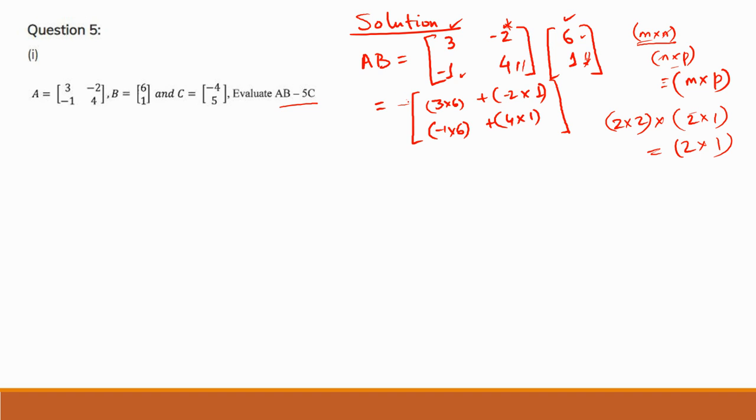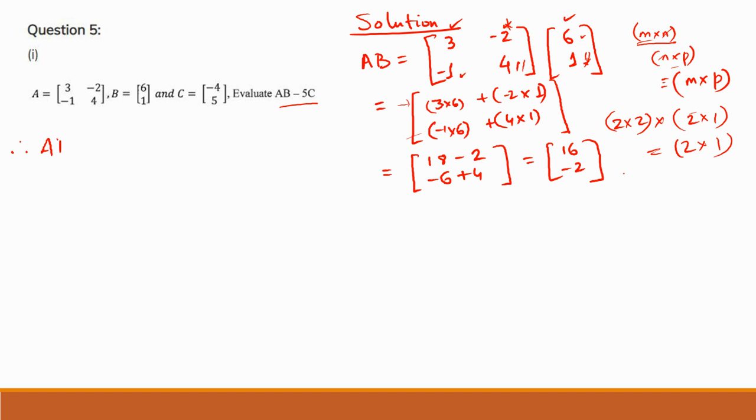So this is a 2 cross 1 matrix. We got two rows and only one column, right? That's what we got here. So this is 18 minus 2. This is minus 6 plus 4. We got this as 16, minus 2. So we got AB, and then we have to find the rest.